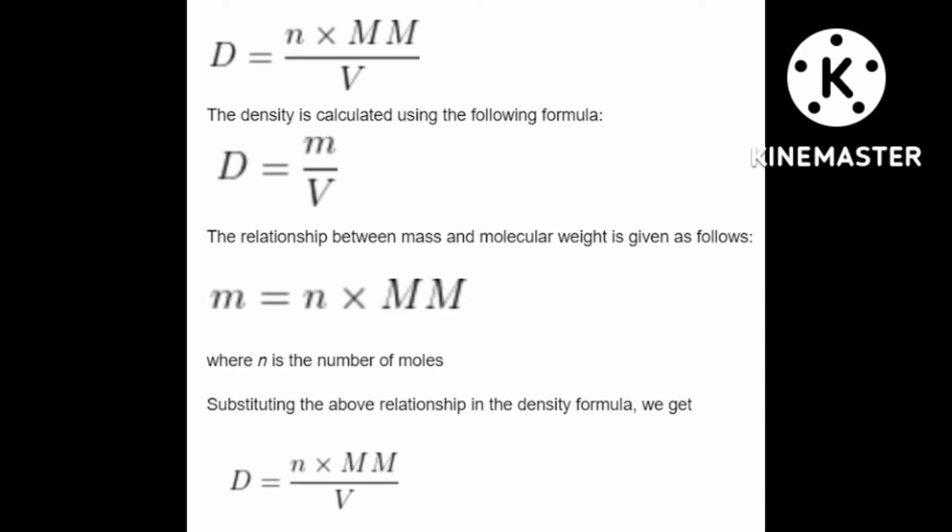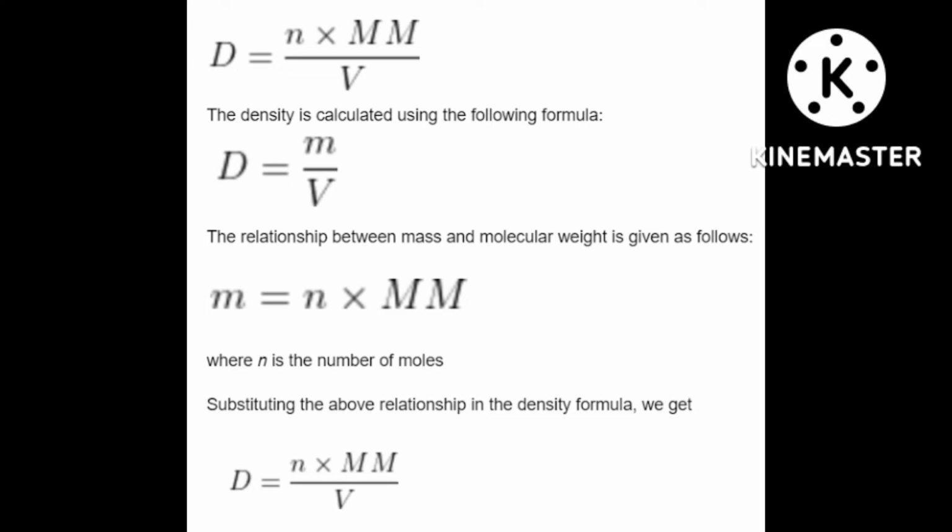Suppose you have taken 2-3 gases, 4 gases mixture, but they should not react, they should be non-reactive among themselves. Then what is the total pressure? The total pressure is the sum of the pressure due to individual gases. The total pressure exerted by the mixture of non-reactive gases is equal to the sum of the partial pressure of individual gases. This is called Dalton's law of partial pressure.